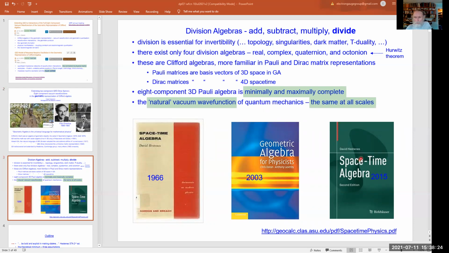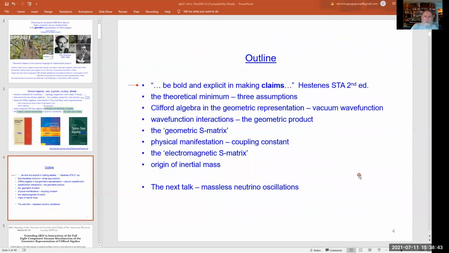The 1966 version and the 2015 version are basically the same in terms of the text, and which can be found at this link. In the 2015 version, Hestenes added a preface. And in the preface, one of the things he dwelled upon was the need to make bold and explicit claims.